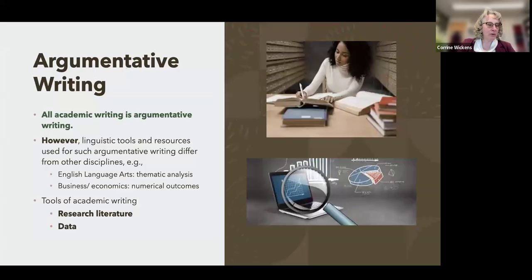It is also important to understand that all academic writing is argumentative writing. The tools and resources used for argumentative writing differ by discipline and purpose. Regardless, one must assert the relevance, the salience of a given study. One must validate the methods and the findings in order to bolster any claims. And we use research literature and data as the bases of our writing.